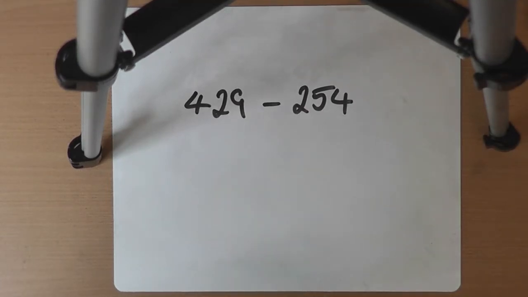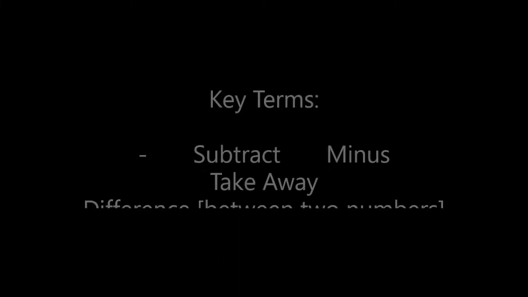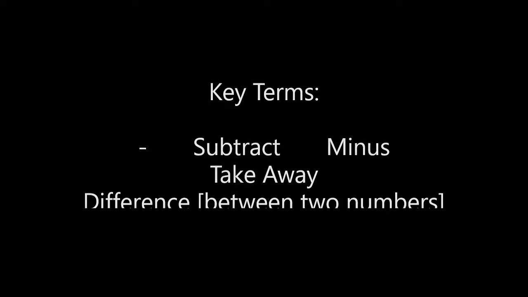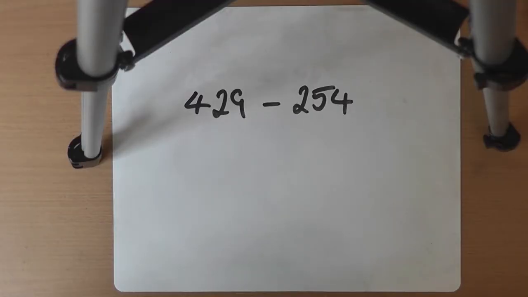Question like this, 429 take away 254. Alternative words to take away: subtract or minus, all meaning exactly the same thing. 429 and then 254 back. Again, lots of different options open to us.